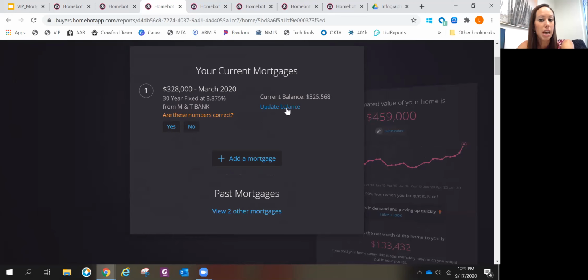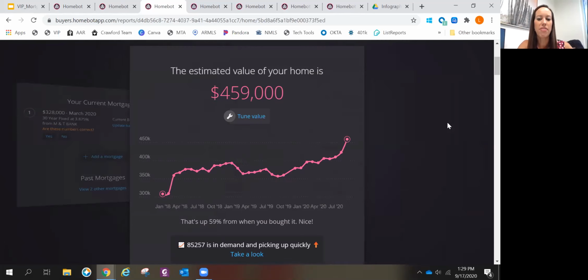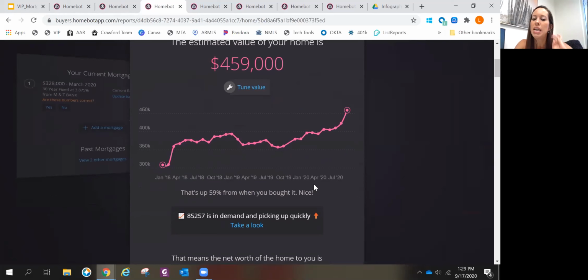It allows them to update the balance if they've done like a principal payment. It allows them to say if the numbers are correct, they can edit it. They can add a mortgage. Maybe if they've done a family loan or something like that, they can put that on there. But that is how the equity is calculated. It also here, this is the part that I said where you can get buyers out of your homeowners.